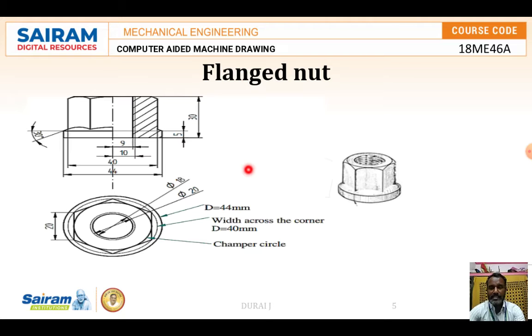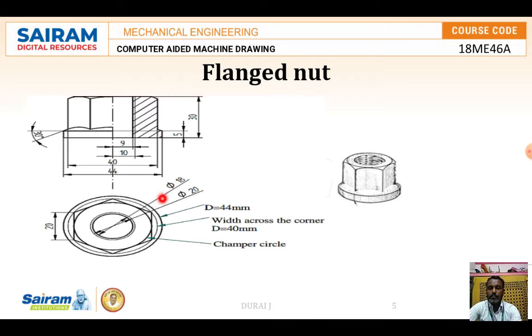Next comes the flanged nut. Here they have given a sectional view. This is the 3D view of the flanged nut. The flanged nut diameter is 44 mm. The width across the corner they are maintaining is 40 mm, and the chamfer circle, this is called the chamfer circle, will be 20 mm. Suppose this diameter is given.